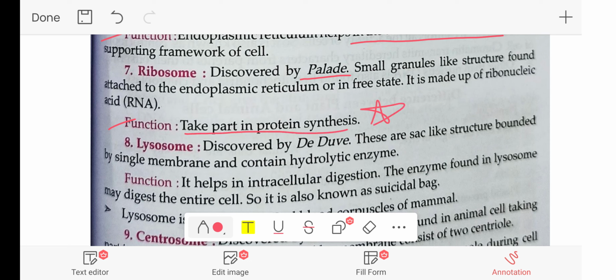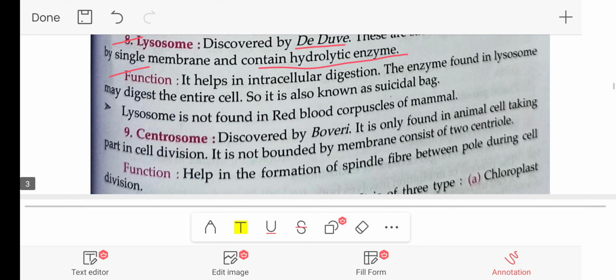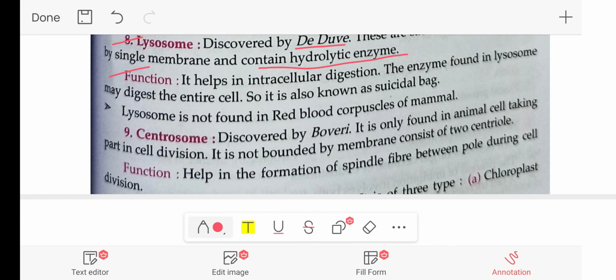Lysosome. Discovered by De Duve. These are sac-like structures bounded by a single membrane and contain hydrolytic enzymes. Its function is that it helps in intracellular digestion. The enzymes found in lysosome may digest the entire cell, so it is also known as the suicidal bag. Lysosome is not found in red blood corpuscles of mammals.